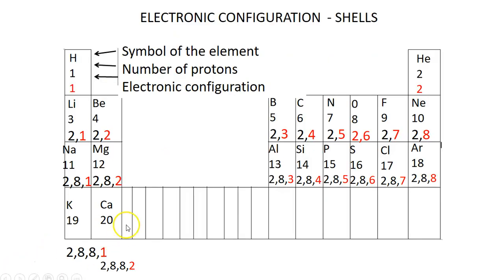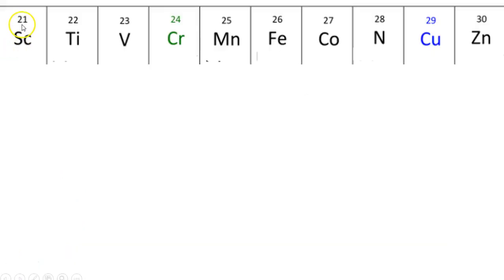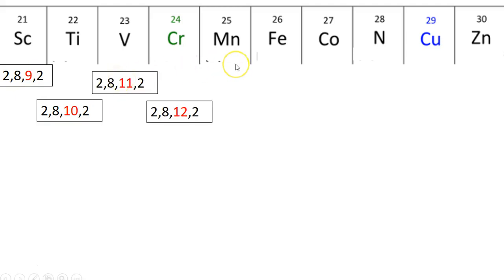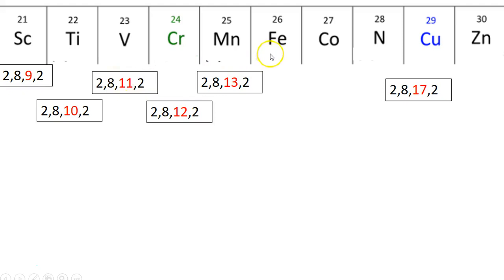Okay, so the next slides we'll be zooming in on this here. So we're at calcium at the present. We've got 2, 8, 8 and 2, and now we're going to backfill here to get to this next one. The next one after calcium, which was 20, is 21, scandium. So instead of putting the electron in this outer shell, we backfill it to this one. So we've got 2, 8, 9 and 2, 2, 8, 10 and 2, 2, 8, 11 and 2, 12, 13, 14, 15, 16, 17, 18.